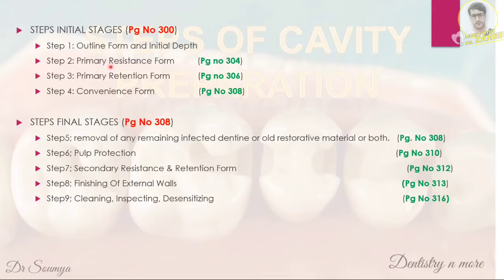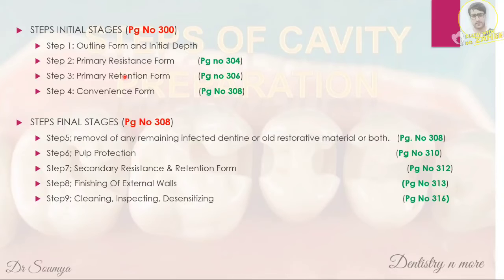Now, what are the features of the primary resistance form? It is also given on page number 304. It is the box-like shape. The weak tooth structure must be included. Then the cusps and marginal ridges must be preserved. The line angles should be rounded. Adequate thickness of restorative materials is needed, and cusps must be reduced for cusp capping if it is indicated.